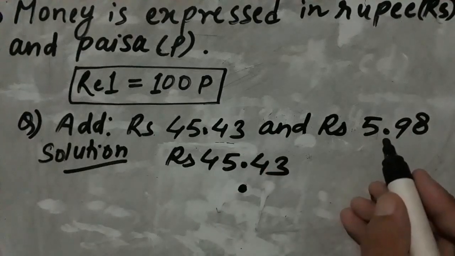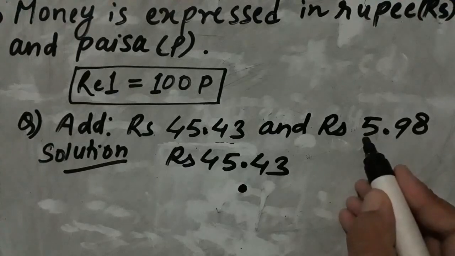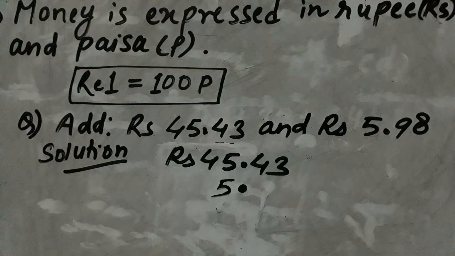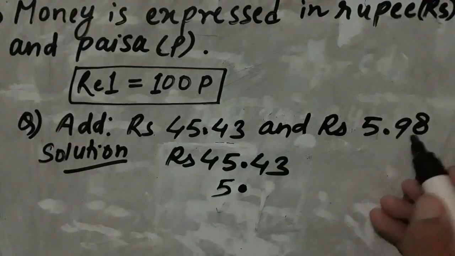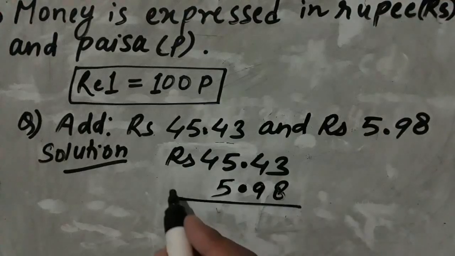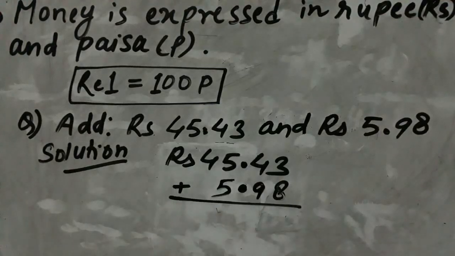So now students, we can see before decimal there is 5. So let's write 5. And after decimal there is 98. Now let's add these two amounts. So now students, addition of money is same as addition of whole number.